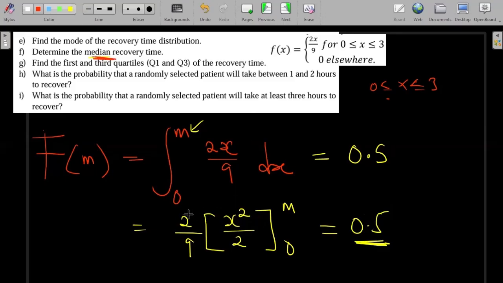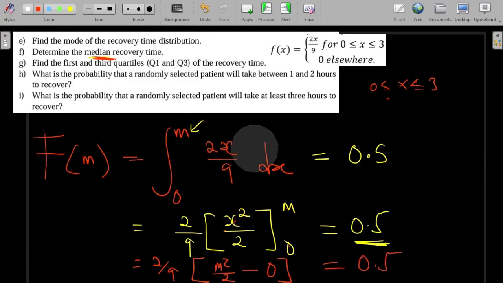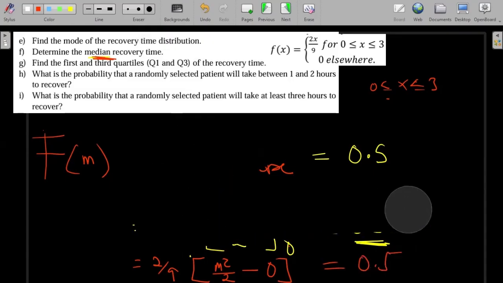Then from here, these two and these two will cancel. I'm going to remain with x squared over 9. Or maybe we substitute first. So let's substitute first. We have 2 over 9, and inside here we're going to have m. Where there's x here, we put m. So it will be m squared divided by 2 minus, where there's x, we put 0. We're just going to get 0. So this should be equal to 0.5. Then let's try to solve for m now.